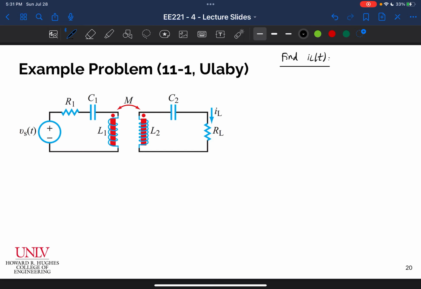They give us a whole bunch of information about this circuit. They give us that Vs of t is basically 10 times the cosine, that's a cosine here, of 2 pi times 1 kilohertz times t. I guess I'll throw the hertz in there.